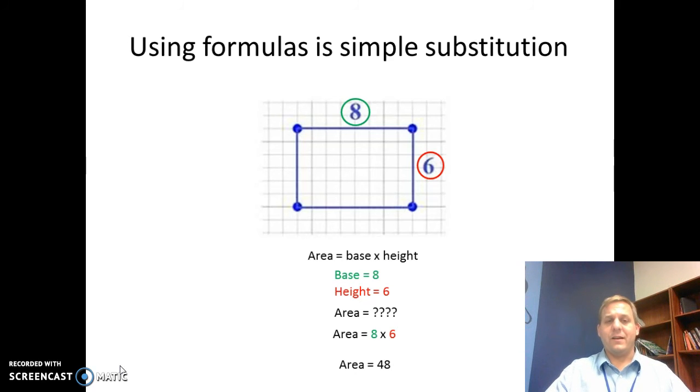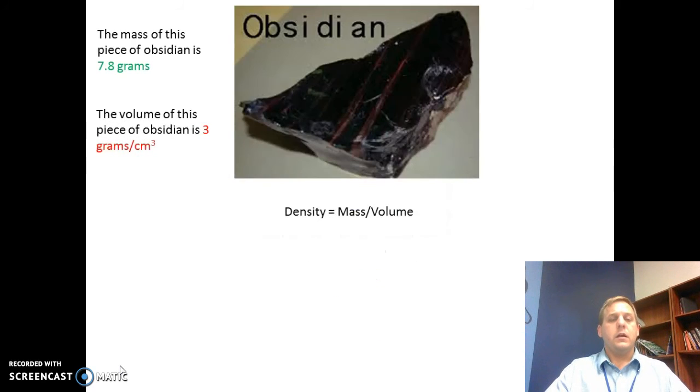Now let's look at a science example. I believe in 6th grade you studied density. Density equals mass divided by volume. So if we wanted to find the density of this rock that we're looking at, first we need to know the mass, then we need to know the volume. If you look to the left, it tells you the mass of this piece of obsidian is 7.8 grams. That's how much it weighs. The volume of this piece of obsidian is 3 grams per centimeter.